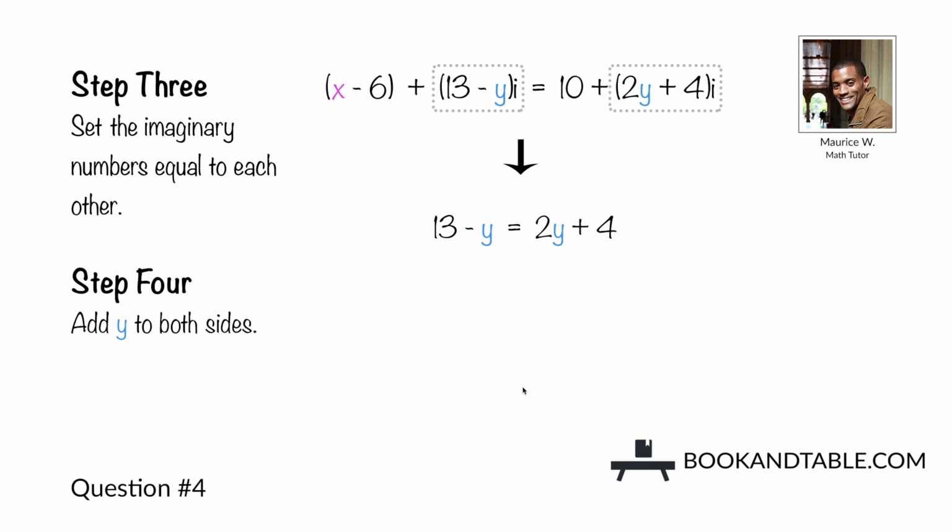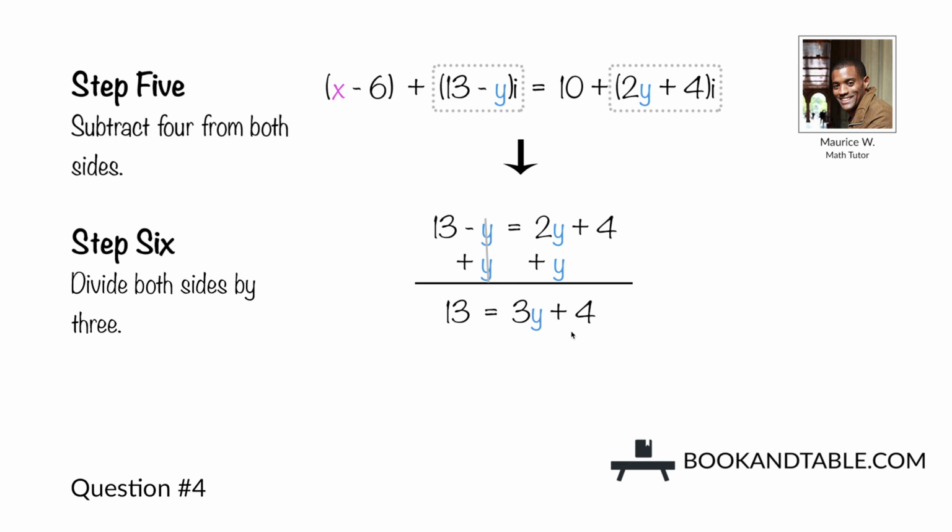And now we'll want to solve for y. So we set the imaginary numbers equal to each other, which would be 13 minus y on the left side. And that's equal to 2y plus 4 on the right side. And now we want our y's on one side of the equation. So we could subtract 2y from both sides, or we can add y to both sides. We'll add y to both sides, giving us 2y plus y, which is 3y. So now we have 13 is equal to 3y plus 4. So we first want to subtract 4 from both sides so that we can wind up with just 3y on the right side.